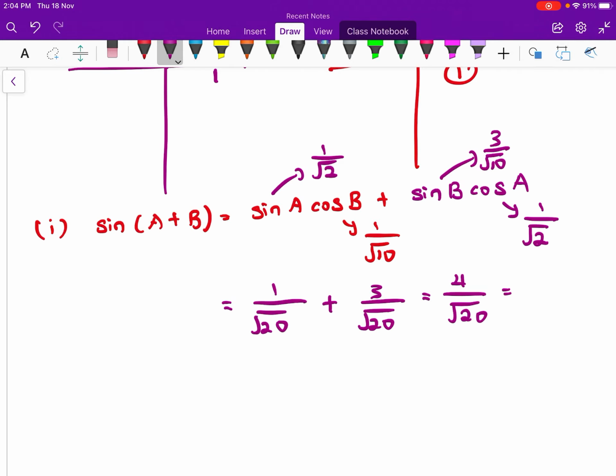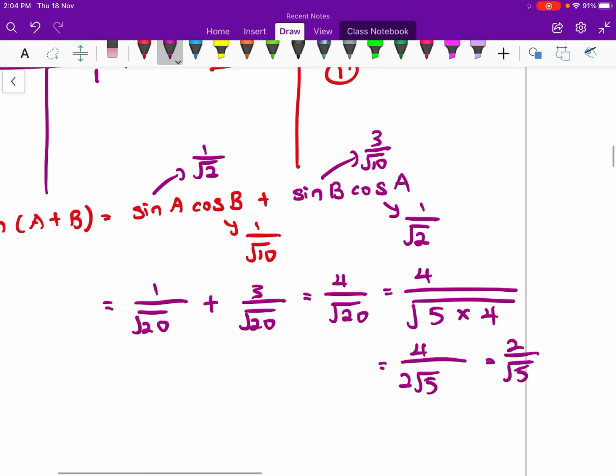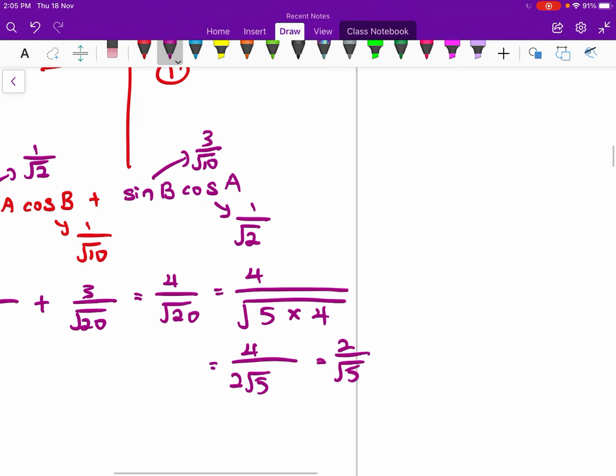First thing first, 4 over square root 20. Your square root 20, you put in terms of square root of 5 multiplied by 4, because 5 times 4 is 20. When you take out the 4, you should become 2, because square root 4 is 2. So 4 over 2 square root 5, so of course you just put 2 over square root 5. You can either put this or you can also rationalize it. Doesn't matter. Maybe I do the rationalizing on the side.